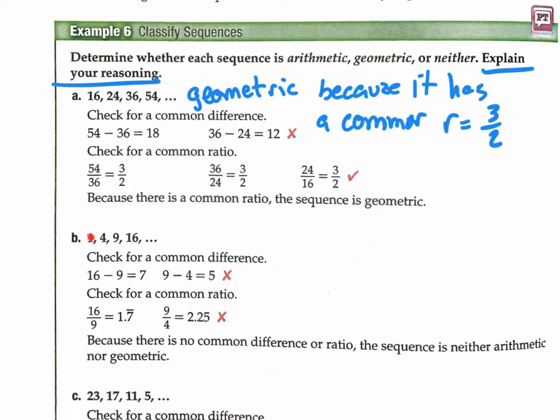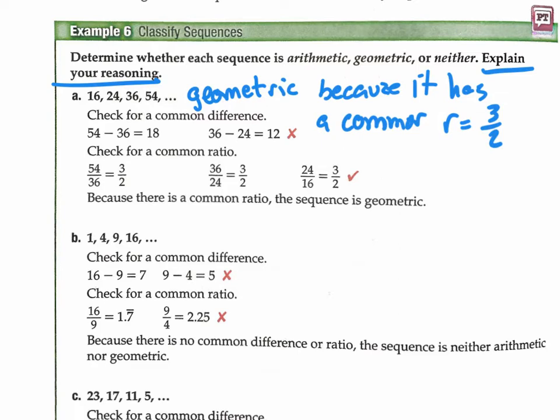Let's move on. 1, 4, 9, 16. Is there a common difference? Well, 4 take away 1 is 3. 9 take away 4 is not 3. So it does not have a common difference. Let's try common ratio. If you go 16 divided by 9 on a calculator, it'll give you 1.7777. But if you try 9 divided by 4 on a calculator, it'll give you 2.25. So it did not have a common difference. It did not have a common ratio.